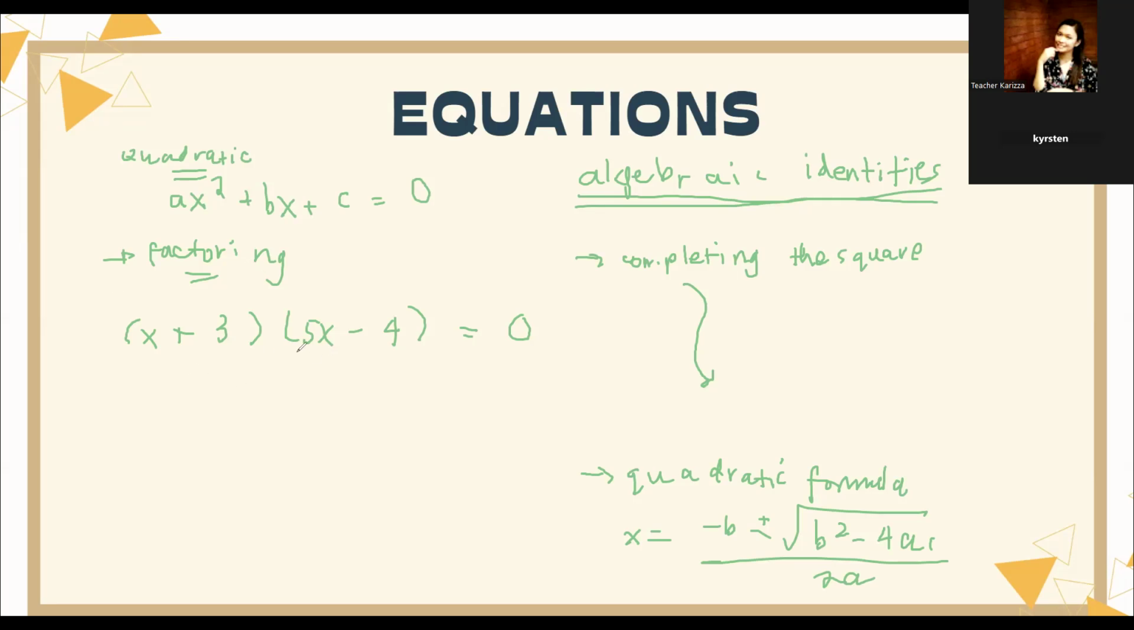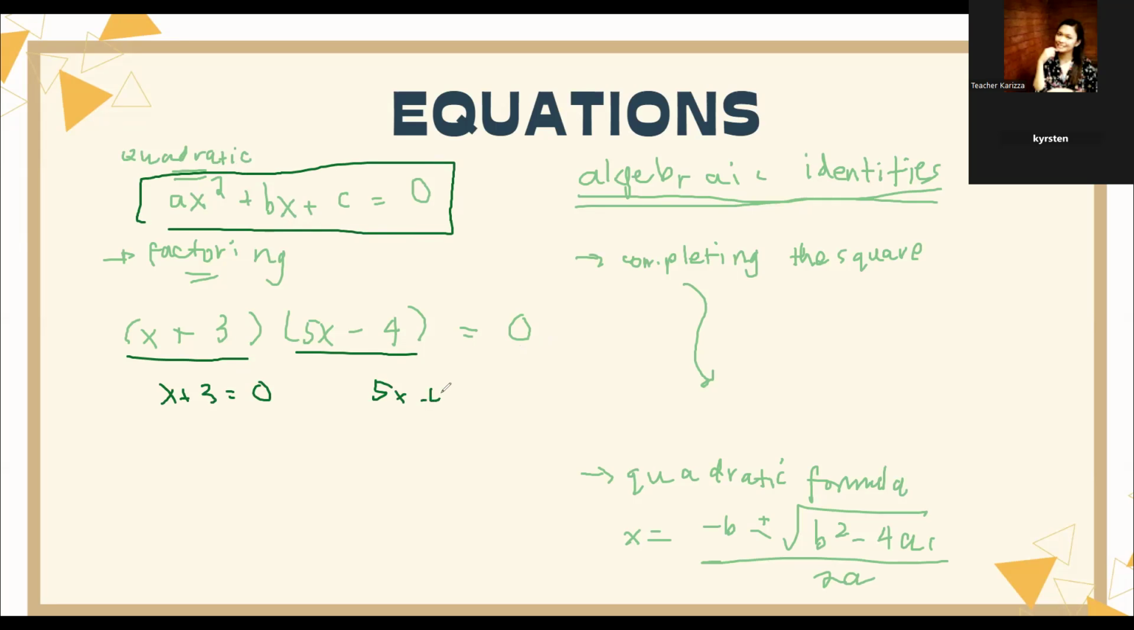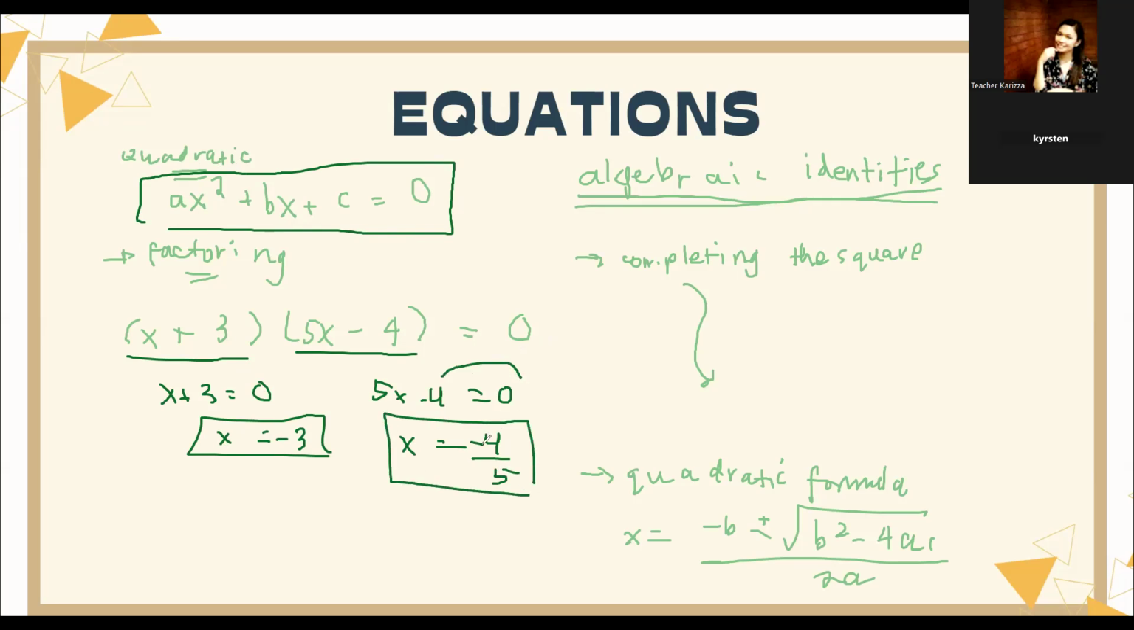So if it's already factored for you, you just equate it to zero. So you want your equation to be in this format and then factor it out. This one's already factored, so it's just x plus 3 is equal to 0. And then you have 5x minus 4 is equal to 0. Isolate x, you have x is equal to negative 3. And then you have x is equal to 4 over 5, right? Add 4 to both sides, divide both sides by 5, you get positive 4 over 5. So these are your zeros.